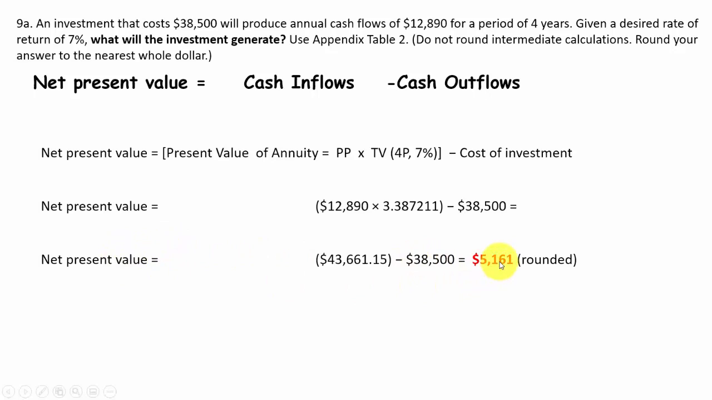And by the way, net present value, if it's a positive, which is what this is, means it's a go. If it had been a negative, you'd say no go, we don't want to do this.